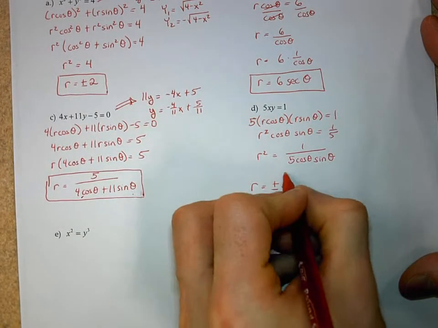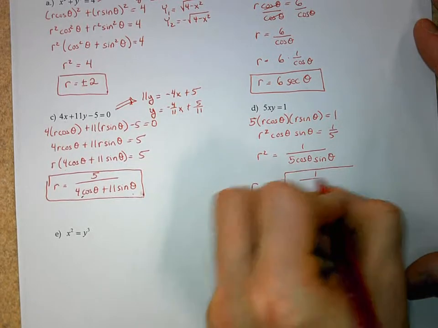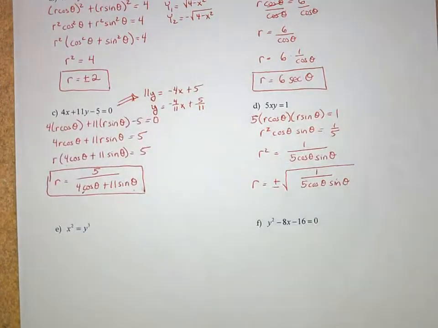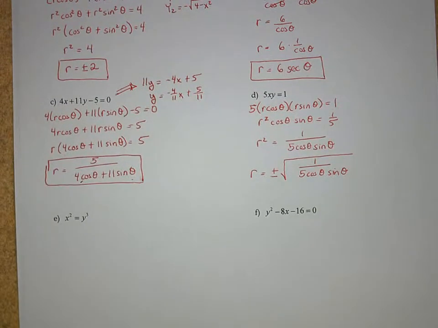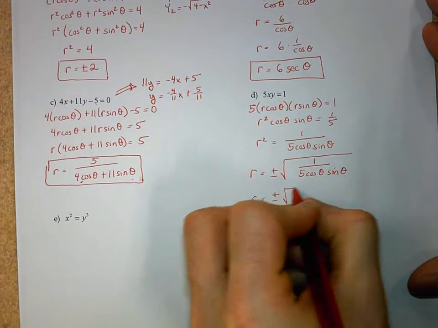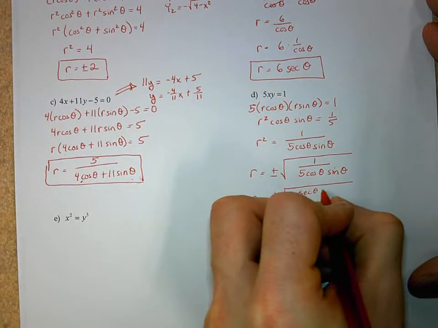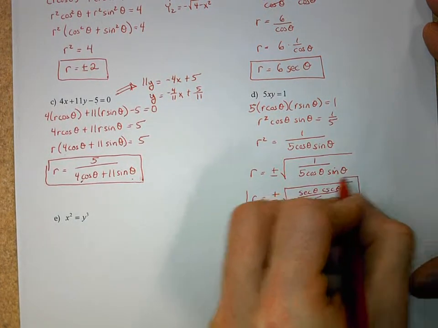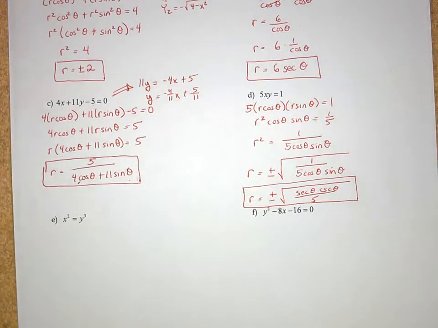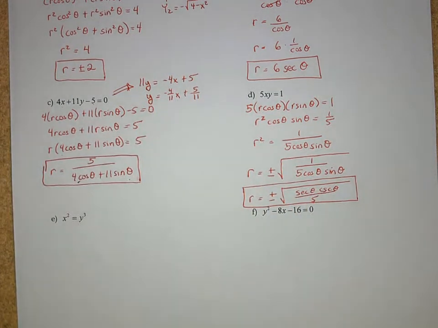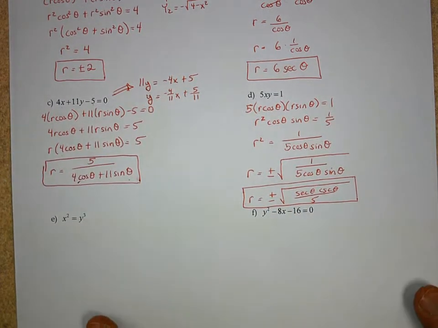r equals plus or minus the square root of 1 over 5 cosine theta sine theta. And then we'd like to simplify as much as we can. This cosine and sine in the denominator is going to be the same thing as the secant and cosecant. There's my final answer. However, we're going to have to use this guy to plug into the calculator since we don't have the secant and cosecant buttons on our calculator.